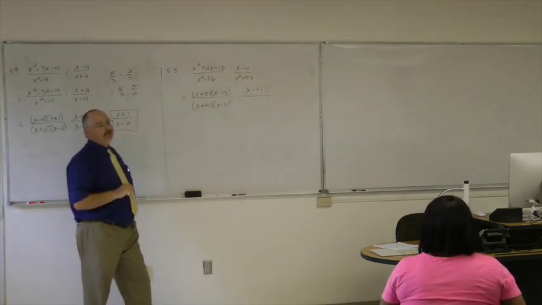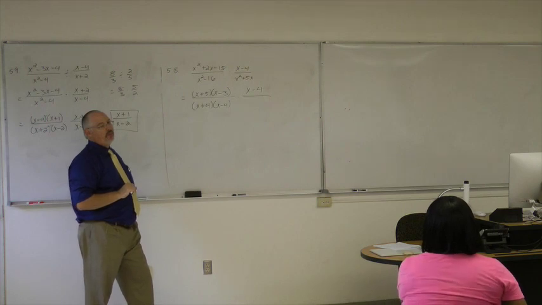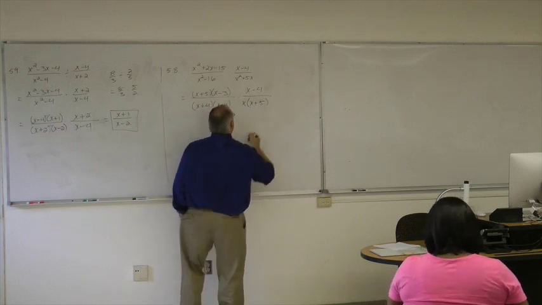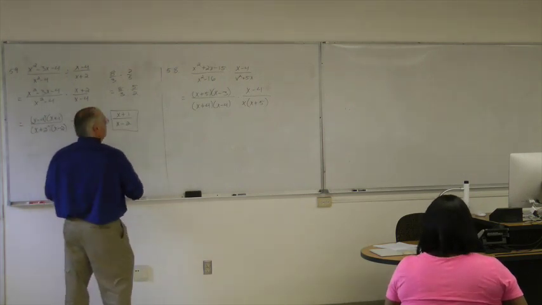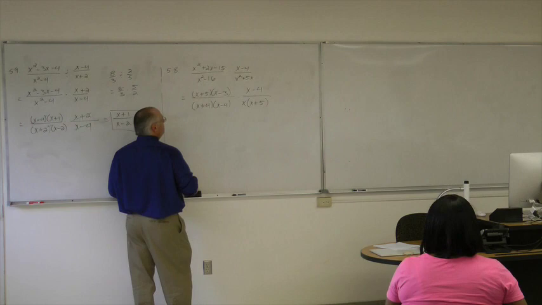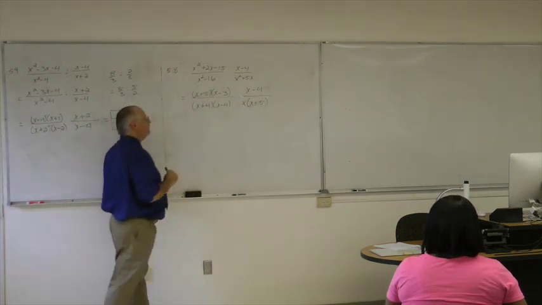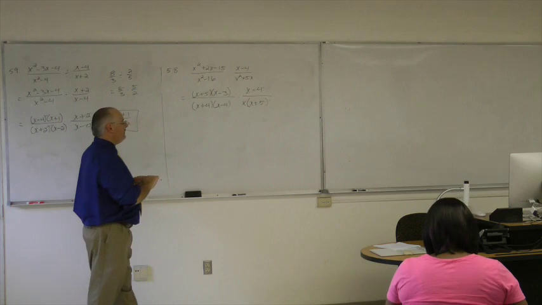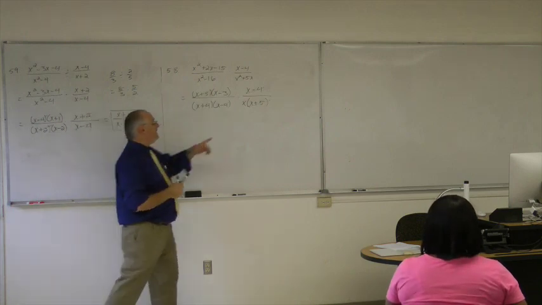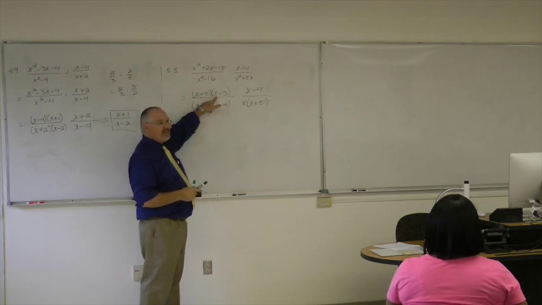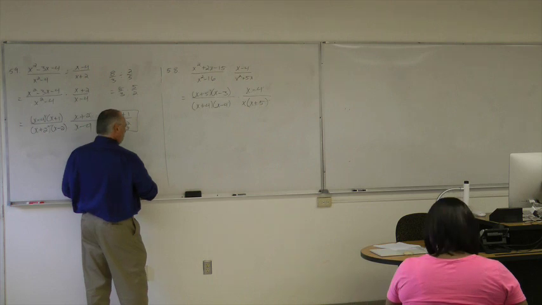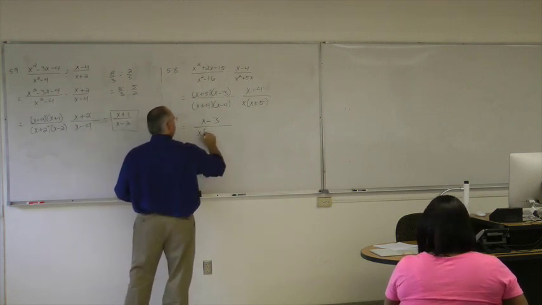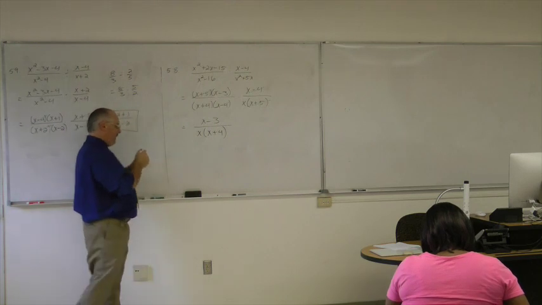What about that last denominator? How do we factor that? Yes, excellent. Take out a common factor of x. We're left with x plus 5. All right, so what can we cancel? X plus 5 top, x plus 5 bottom. What else? X minus 4 bottom, x minus 4 top. Anything else? X. No. The x is a factor here, but it's not a factor there, because it's not x times something. That's all we can factor. So we're left with an x minus 3 in the numerator, and then an x times an x plus 4 in the denominator.